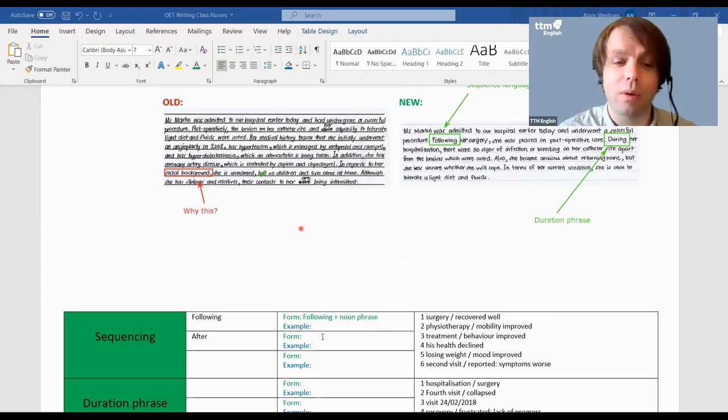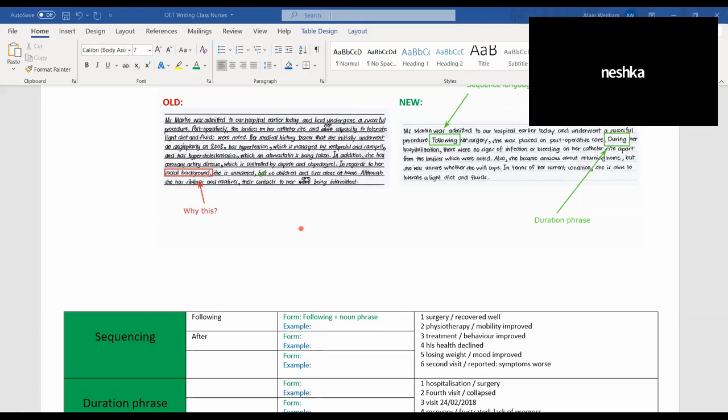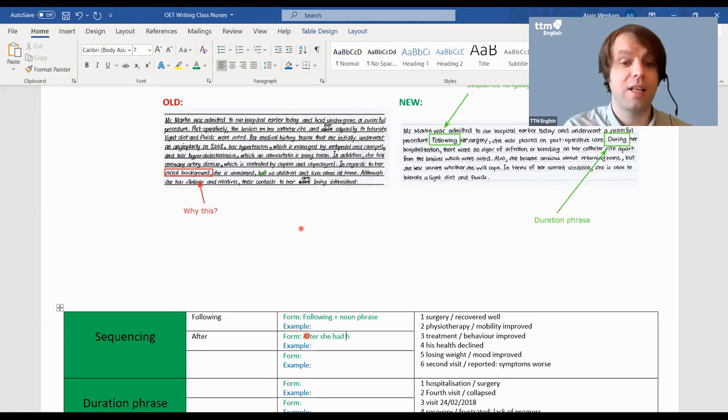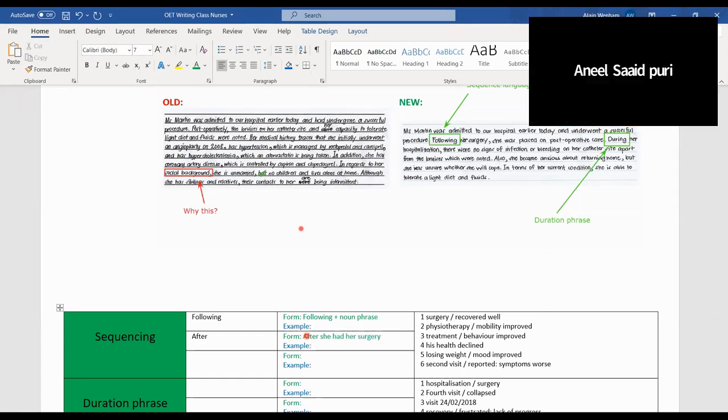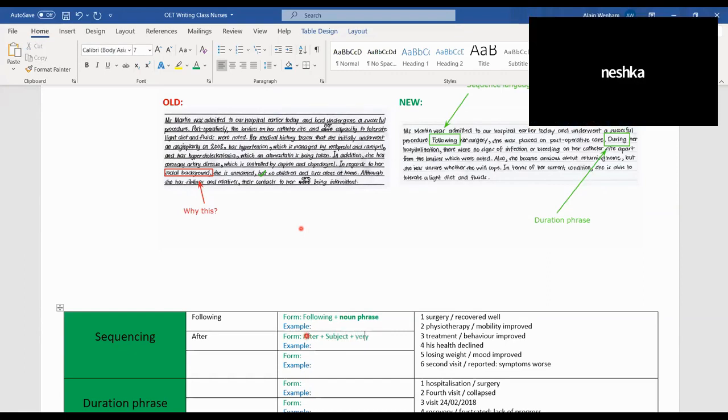What about after though? Who can tell me about the word after? Can I have a subject and a verb? Yes. After she went to the shops, after she had her surgery, is that okay? It's okay. So the difference is, with this one, it must be a noun phrase, but this one is after plus subject plus verb.